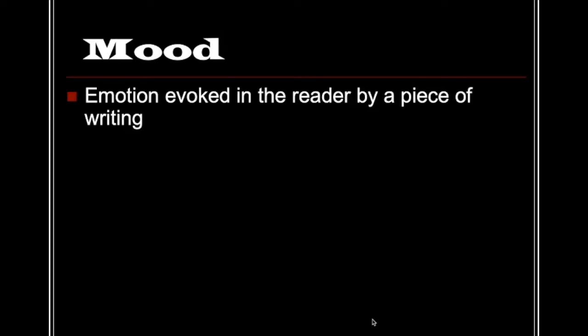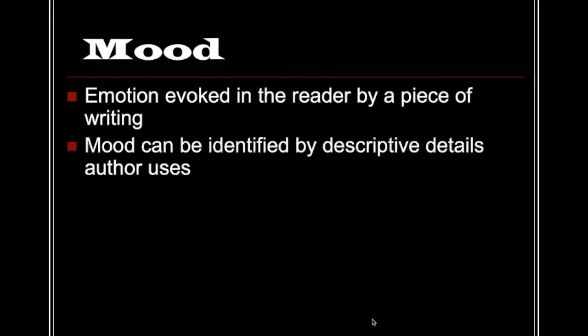But why do we have mood? How does an author convey mood to us? It's an emotion evoked in the reader by a piece of writing. And so an author will often use different descriptive details to describe to us the mood that he wants to convey. If he wants us to be scared, he will use language that will make us scared. If he wants us to be excited, he'll use language that will make us excited. And so the mood of this story, again, is going to be very dark, sinister, creepy.